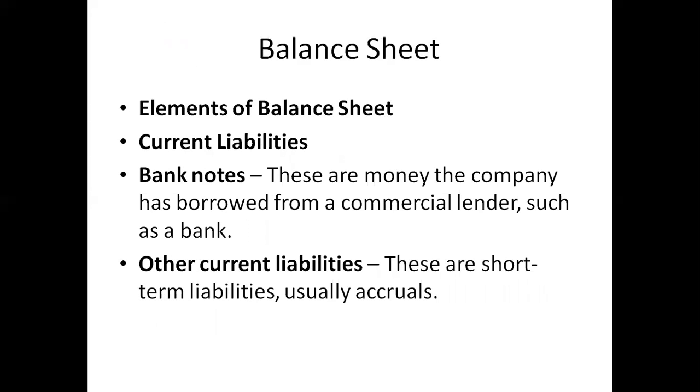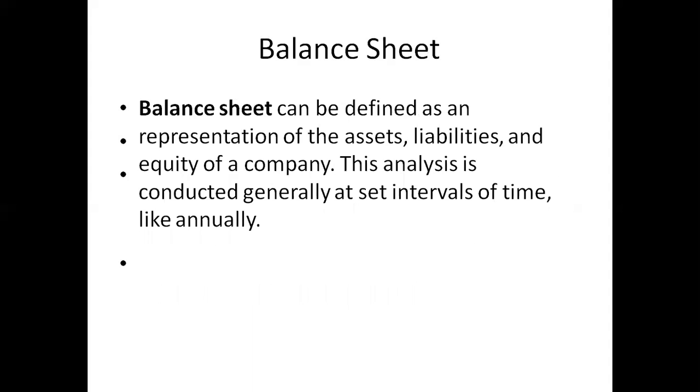Now, current liabilities are the bank notes. Bank note means money which is borrowed from a commercial lender or financial institutions. That means bank overdraft, cash credit, and all that. And other current liabilities, these are short-term liabilities, usually accruals, meaning some unpaid expenses, like you have some insurance premium due and all that. So these are usually short-term liabilities and are accruals in nature.